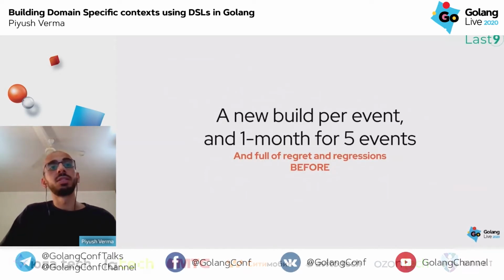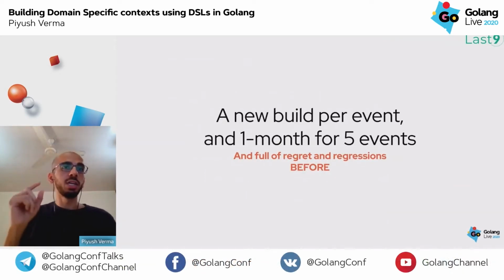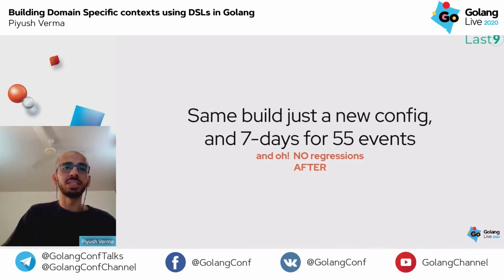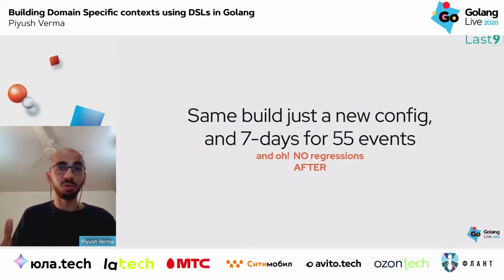What are we achieving with this? We are not creating a new build of our program or a binary every time we have a new event to add. Earlier, it was taking us a month for just onboarding 5 events. And those 5 months were full of regret and regressions. Now it took 7 days, all of 7 days, to add 55 new events, which includes testing.